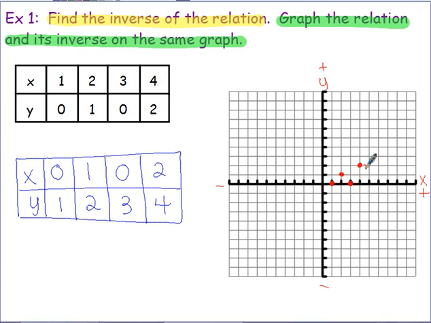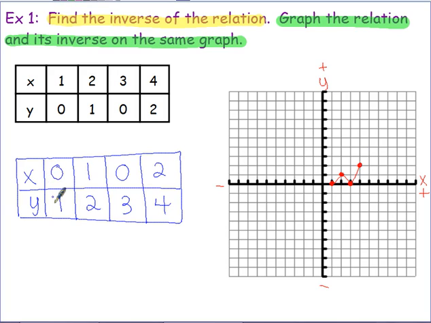And so that I can kind of see a relationship going on here between what's going to be red and blue, I'm going to connect these. So I'm going to make it go up, then down, then up again. So I'm going to switch to blue because I'm switching to my inverse.